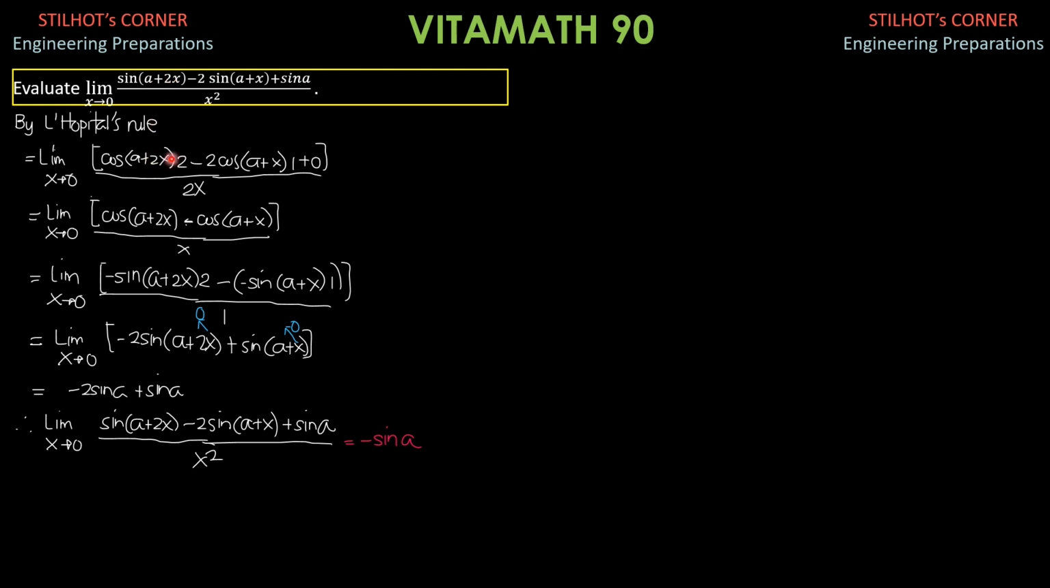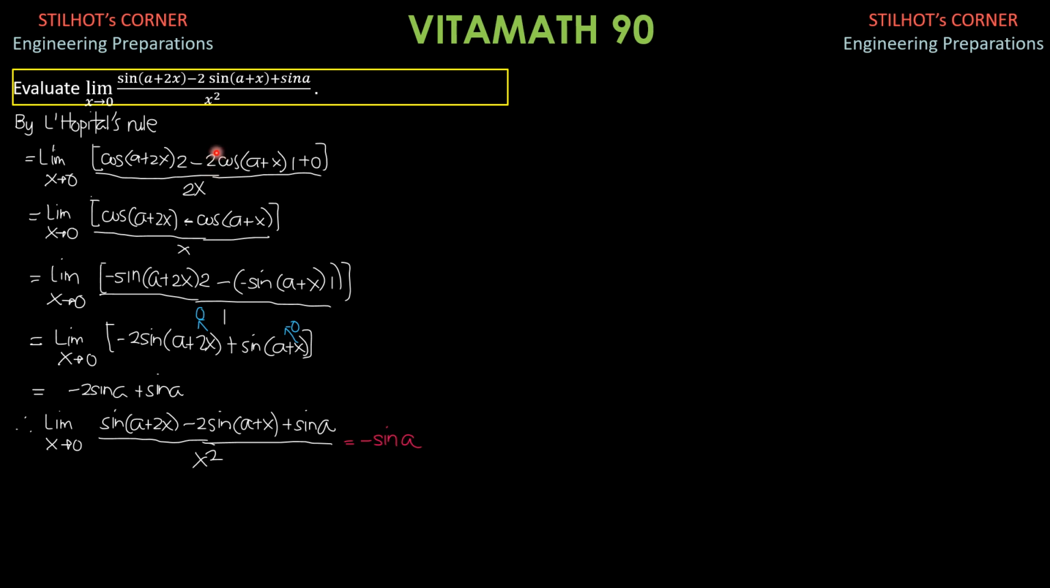In the numerator, copy this constant negative 2. The derivative of sine of quantity a plus x is again cosine of quantity a plus x, times the derivative of a plus x, which is 1, and plus the derivative of sine a, which is constant, is 0. Likewise, the derivative of the denominator with respect to x is 2x. So that's it.